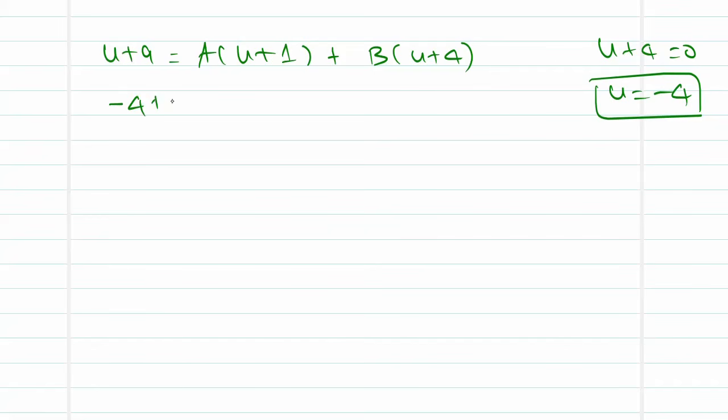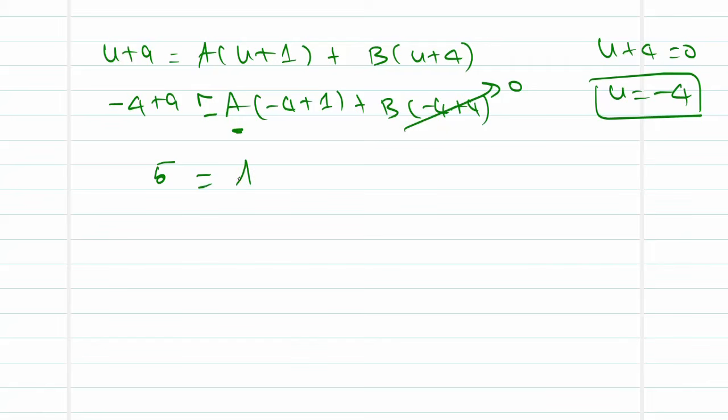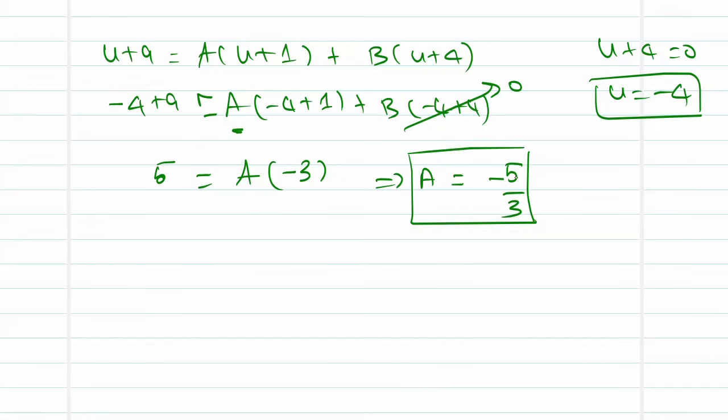So minus 4 plus 9 equal to a times of minus 4 plus 1 plus b times of minus 4 plus 4. We know that minus 4 plus 4 cancels off one another, leaving us with just the constant a for evaluation. 9 minus 4 makes it 5 equal to a times of minus 4 plus 1, which makes it minus 3. So this gives me the value of a as minus 5 divided by 3. So now I have got my value of a and b.